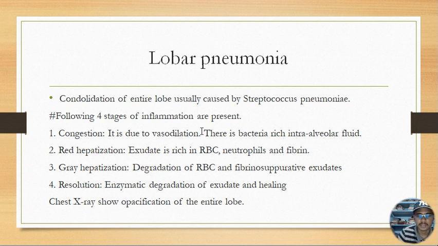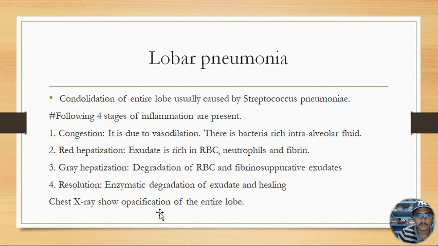What happens in congestion? At first there is vasodilation of the blood vessels, and there is bacteria-rich intraalveolar fluid. After that, the exudate will be rich in RBCs, neutrophils, and fibrin due to the infiltration of neutrophils, and along with the neutrophils come the fibrin and RBCs. In the third stage, that is gray hepatization, the RBCs get degraded, and a fibrinosuppurative exudate is present. And in the fourth stage, there is enzymatic degradation of exudate, and there is healing.